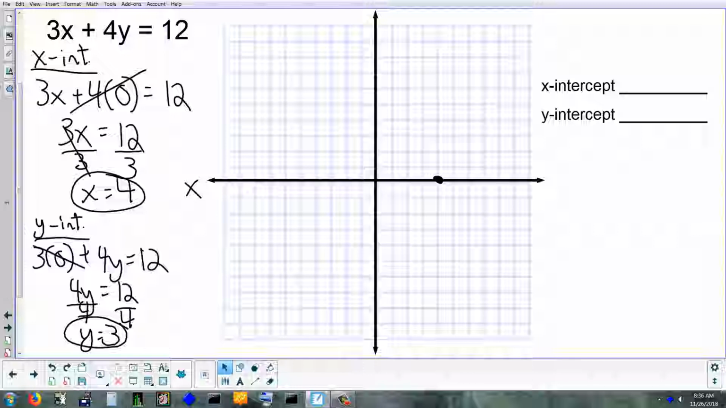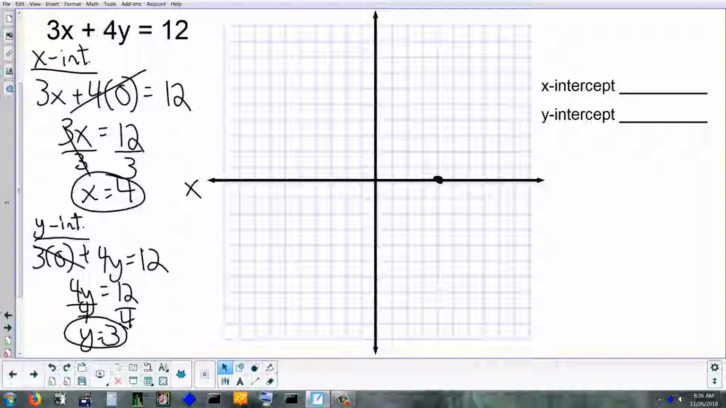Like I said earlier, I know it sounds like I'm repeating myself like a broken record, but graph this number on this axis. Again, it's not asking us to graph that line, it's just asking us to graph that point. So graph, again, this number on this axis.